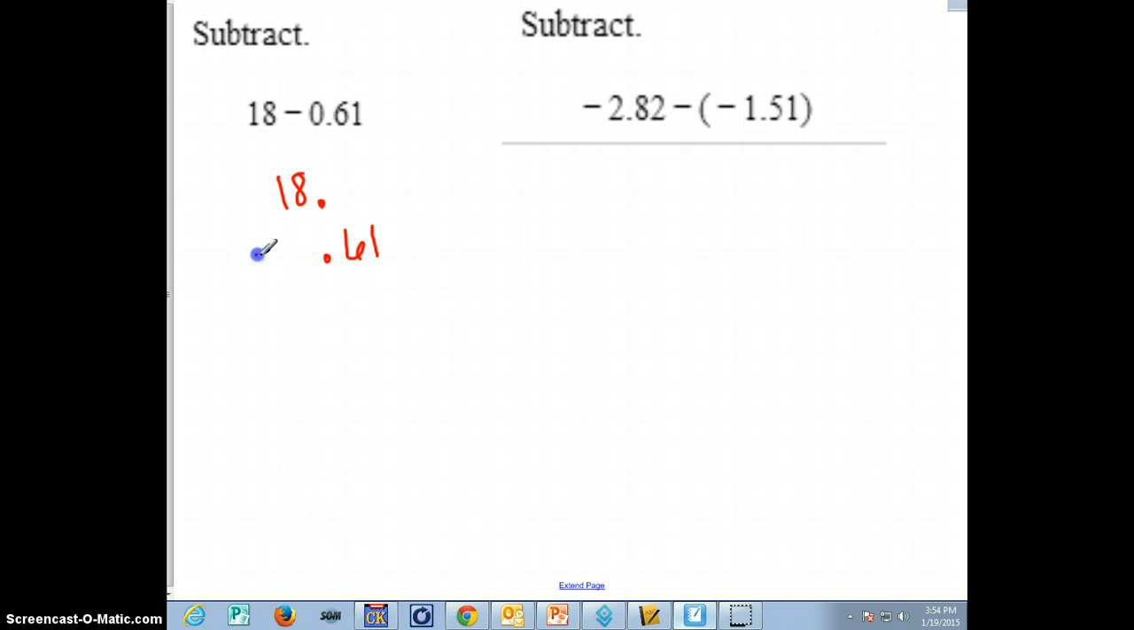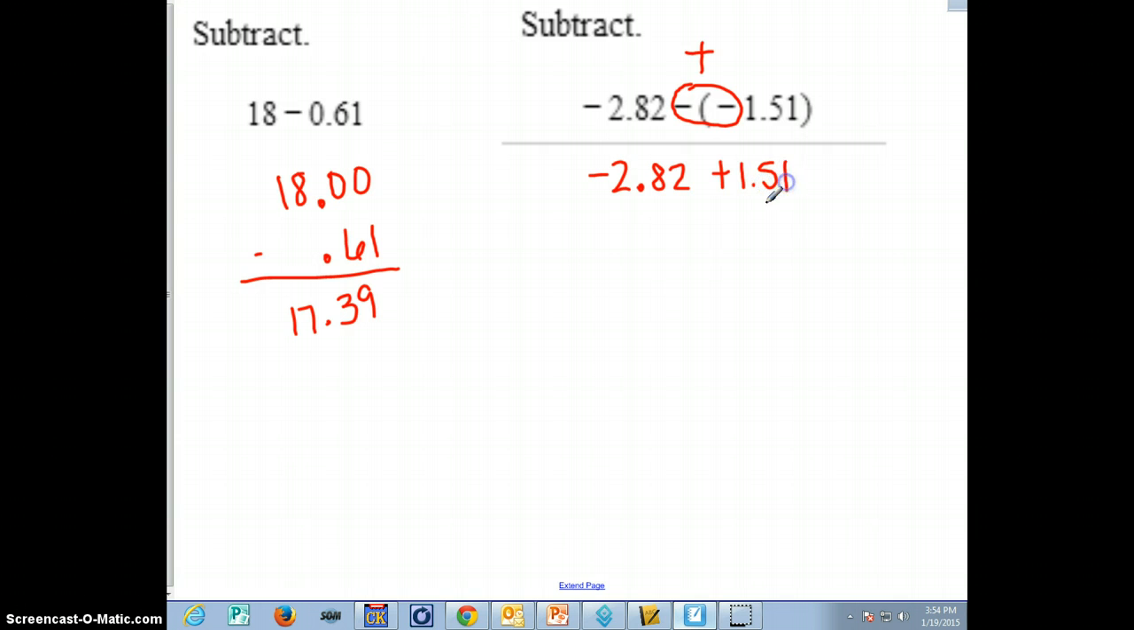And then when I go to subtract, if I were doing this by hand, I would add zeros here. So if I were to put that into my calculator, I'd end up with 17.39. Now this, same kind of thing, except take care of these 2 negatives, make a positive first. So it'll be just like putting this in your calculator, which ends up with negative 1.31.